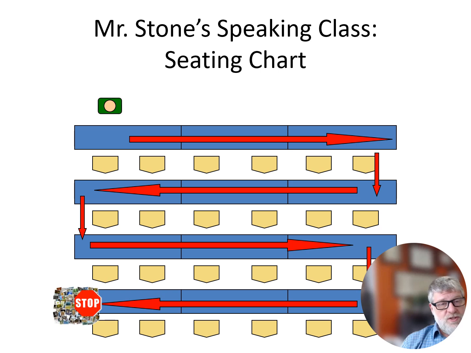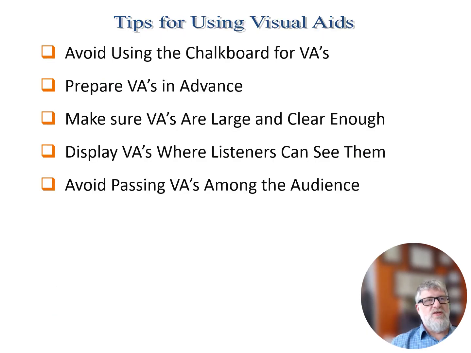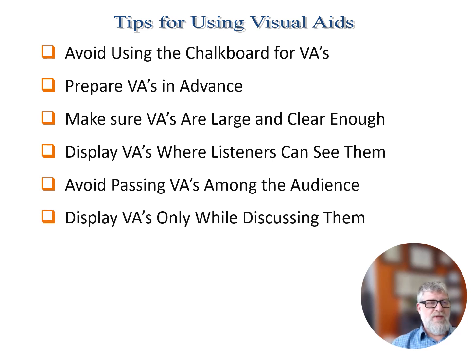If you are the first speaker, they might still be looking at some of your photographs when the last speaker is talking. So you've not only not done a good job presenting your visual aid, you created a distraction that took away from the attention that some of the other speakers should have gotten. Instead, the audience members were looking at your visual aid during their speech. Display those visual aids only where the audience can see them, and also don't pass the visual aids out into the audience. And then next here is display those visual aids only while you're discussing them.